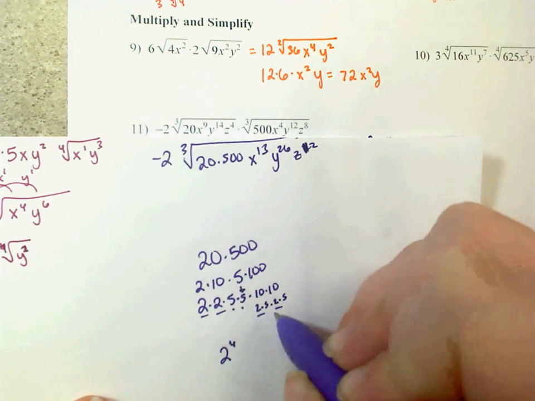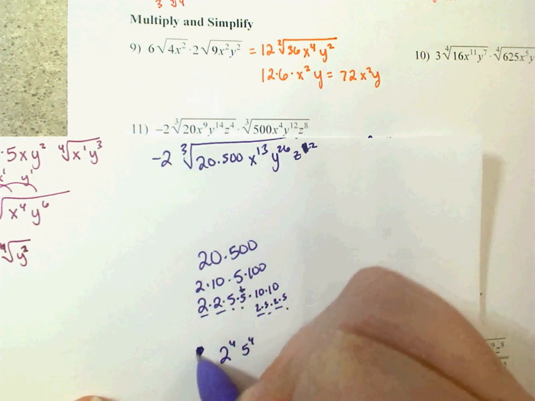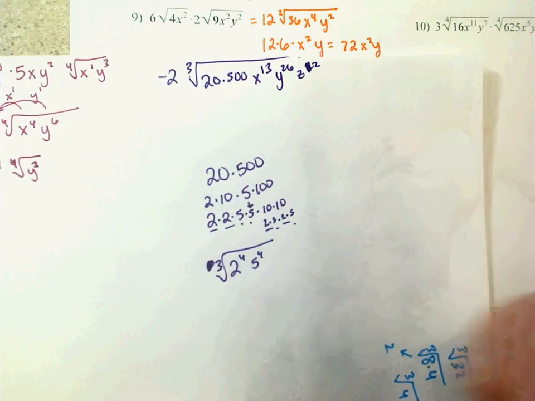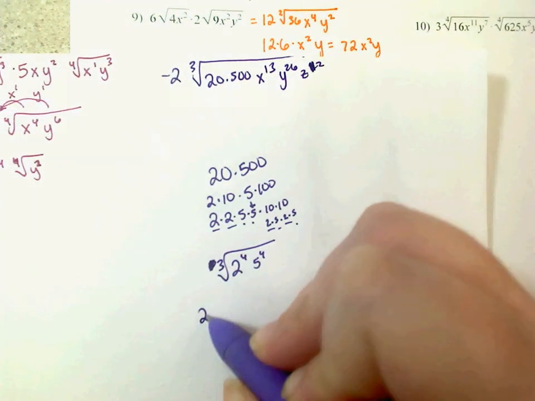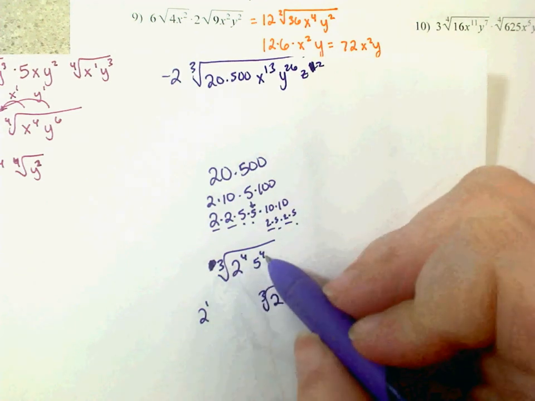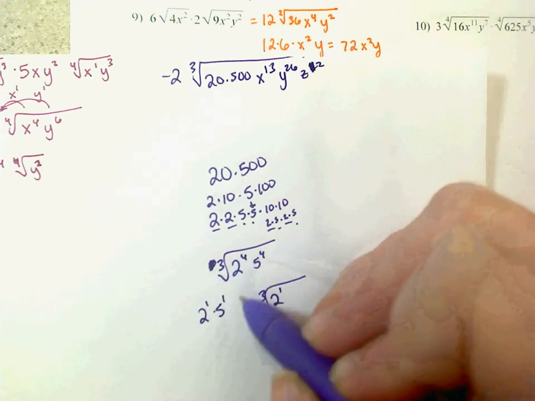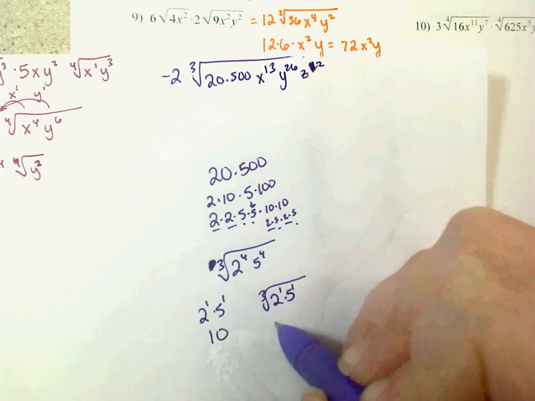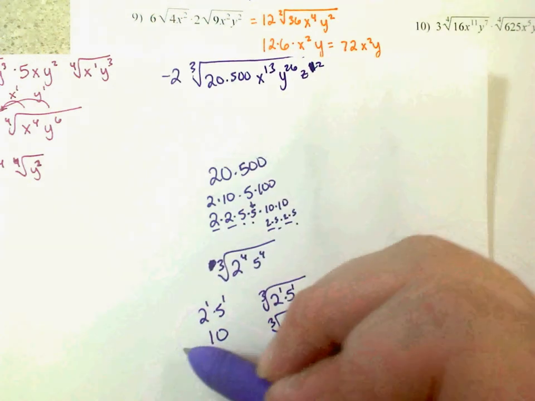So I could see it as the cubed root of 2 to the 4th, 5 to the 4th. So the cubed root of 2 to the 4th is, well, 3 goes into 4 one time, so I bring out 2 to the 1st with 1 left over. And then 3 goes into 4 one time, so I bring out 5 to the 1st with 1 left over. So I am left with 10, and then times the cubed root of 10, which is what we got in the other one. And then I had a negative 2 out in the front, so that became negative 20. And then the variables are the same.